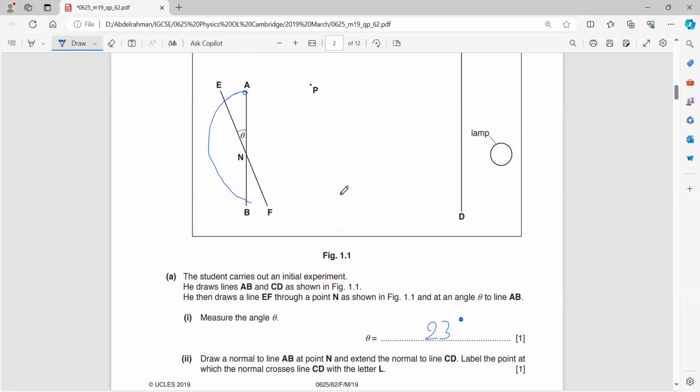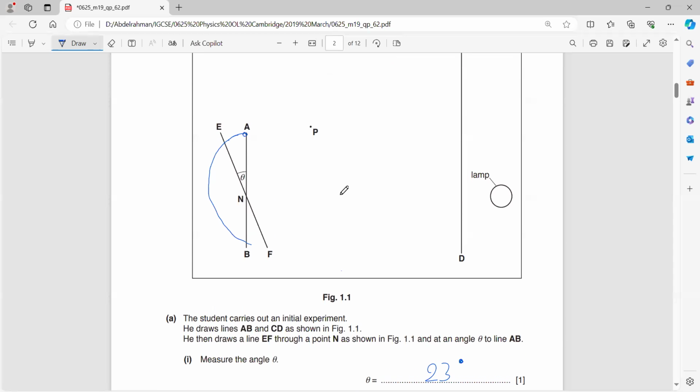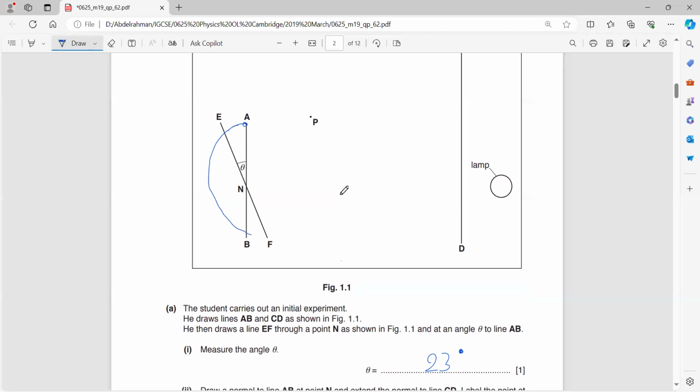If you measure it and it's 22, okay. If you measure it and it's 24, it would be okay again. But the perfect answer would be 23 degrees.